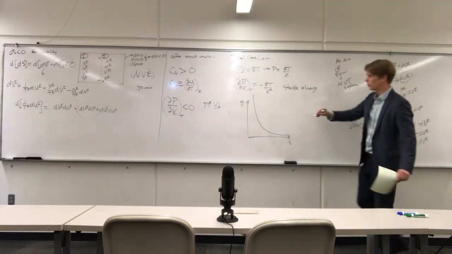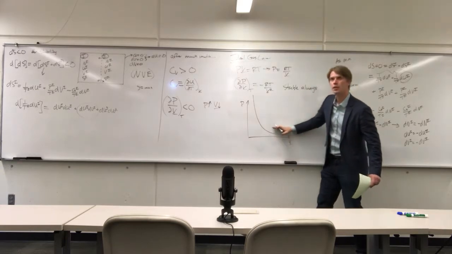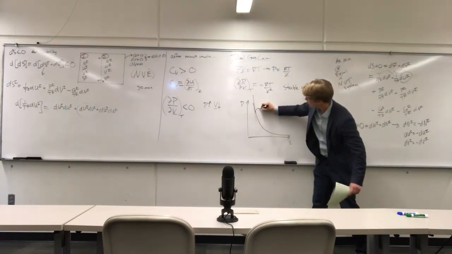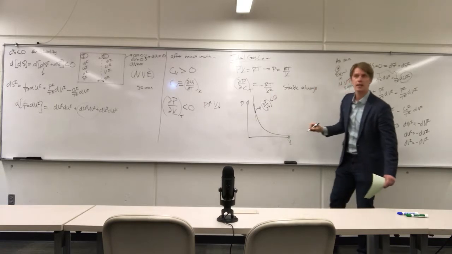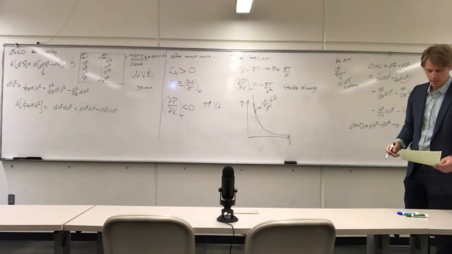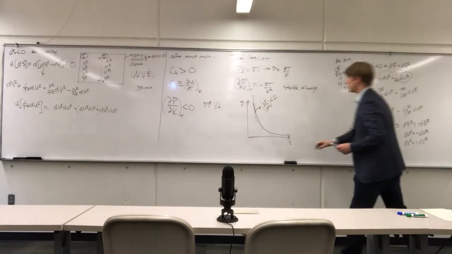So any stable fluid must look like this, and it must have this curvature here, right? The slope at any point corresponds to the partial derivative of pressure with respect to density, and it always has to be negative. And if it isn't negative, then we've got a big problem. So let's talk about some other equations of state then.